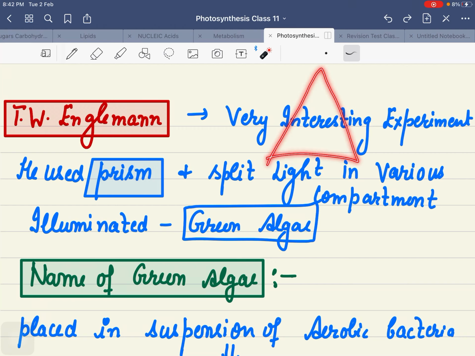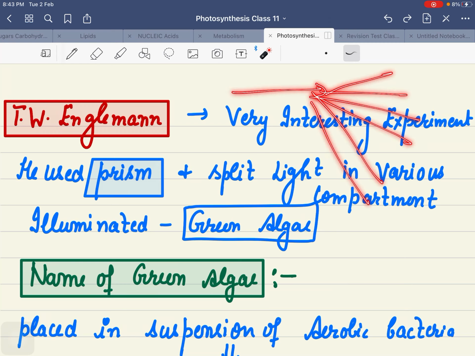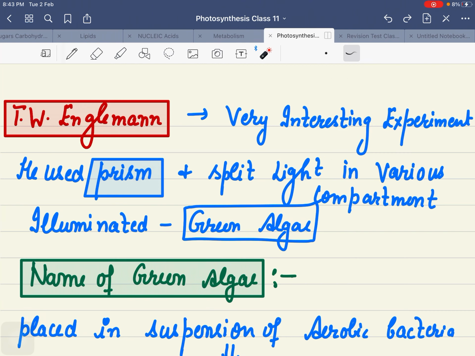Now there was a very interesting experiment that was performed by Engelmann. Engelmann used a prism and illuminated light basically to transfer it into the different compartments. He used a prism and then passed this light into the various compartments. You know that when you pass the light through the prism, it splits into the 7 colors. In this way, he illuminated green alga. What did he use? Green alga. What is the name of the alga? If you look at page number 204 of NCERT, you will get the answer.